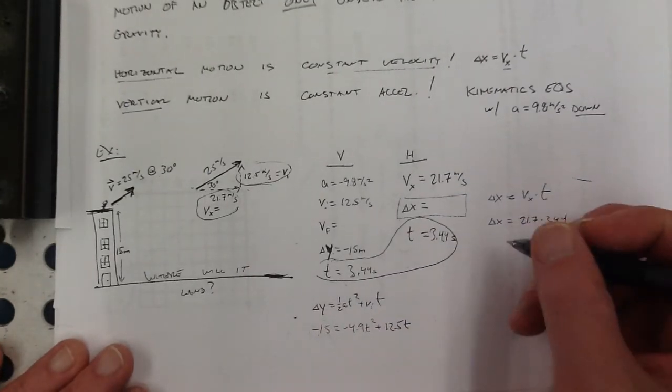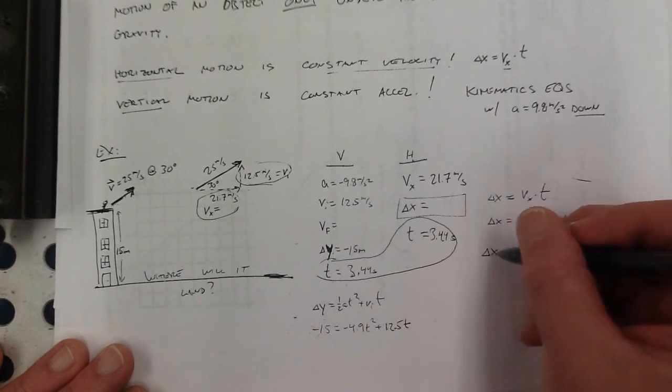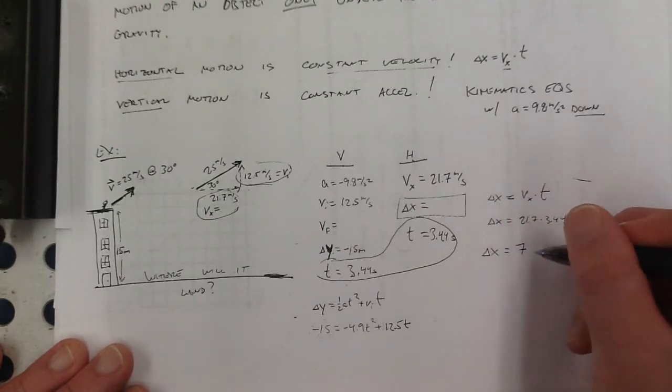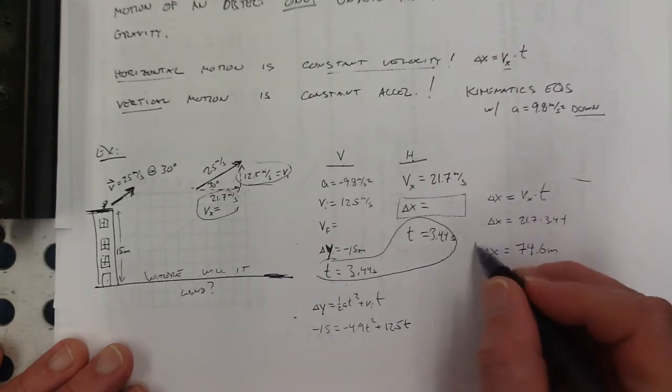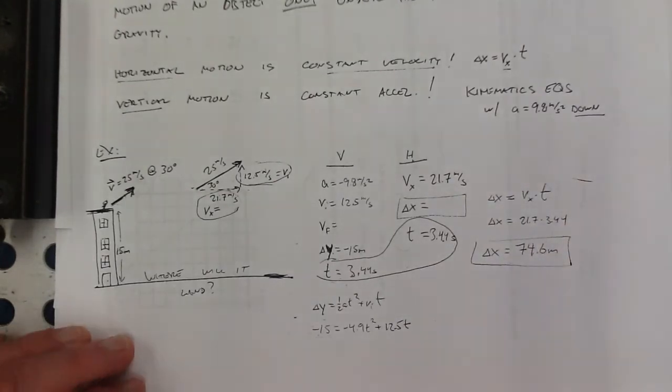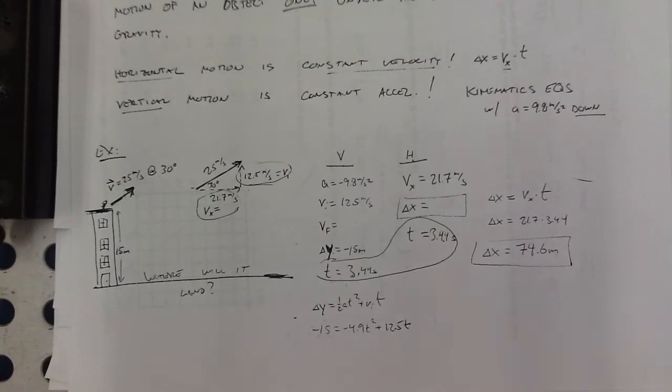Which is about 74.6 meters. There you go. That's how you do a projectile motion problem. So a couple other things that I want to emphasize.